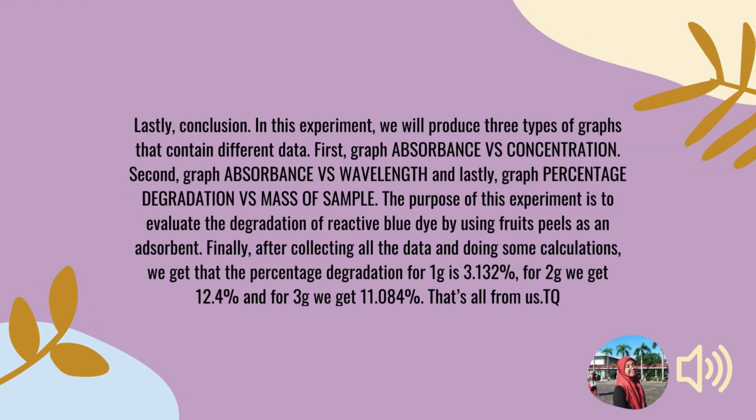The purpose of this experiment is to evaluate the degradation of reactive blue dye, or RBB, by using fruit peels as an adsorbent. Finally, after collecting all the data and doing some calculation, we get that the percentage degradation for 1 gram is 3.132%. For 2 gram, we get 12.4%, and for 3 gram we get 11.084%. That's all from us.